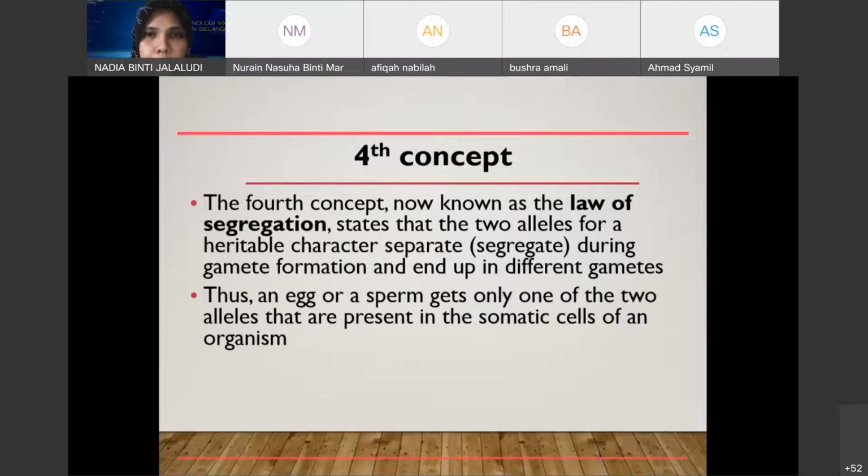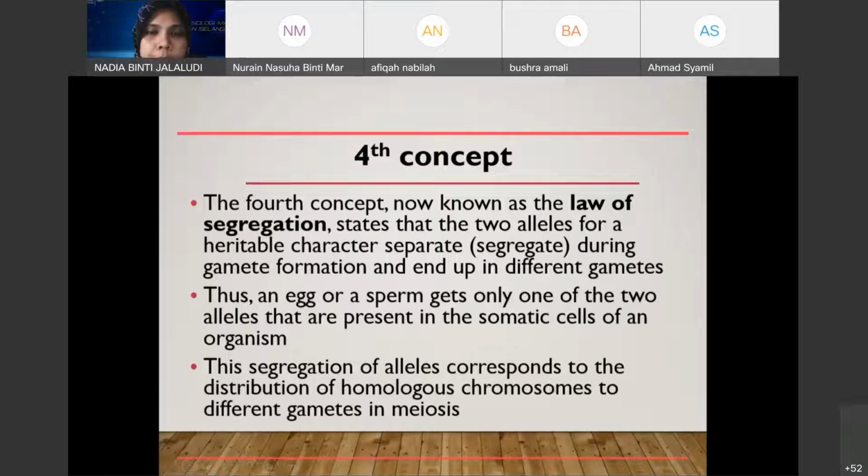Ada gambar. Okay. So an egg or a sperm gets only one of the 2 alleles that are present in the somatic cells of an organism. So you akan dapat satu from each parent. This segregation of alleles corresponds to the distribution of homologous chromosomes to different gametes in meiosis.